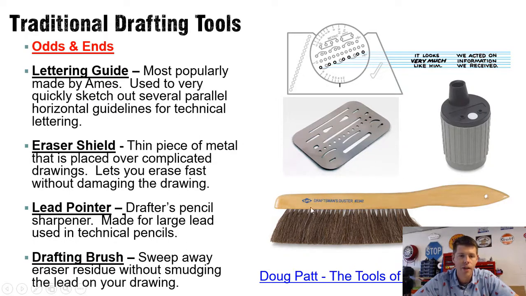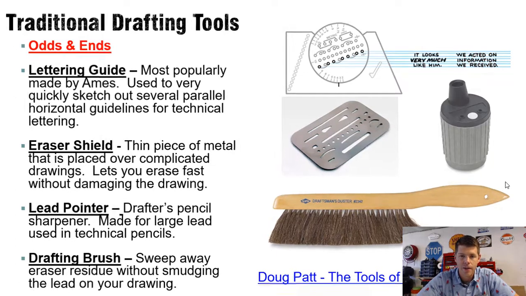And so you had your old school pencil sharpener, your drafting brush for wiping away eraser crumbs so that you didn't smudge it. You can't take your hand and wipe it across the drawing because it'll smudge all the lines. So some of these old tools you don't see anymore and they didn't really carry over, but that's what they are. Some of them are kind of funny too.